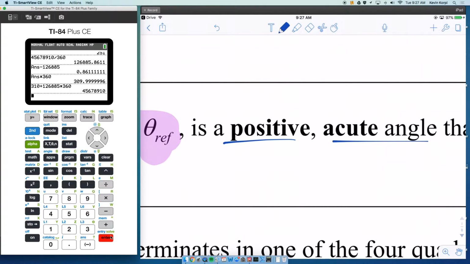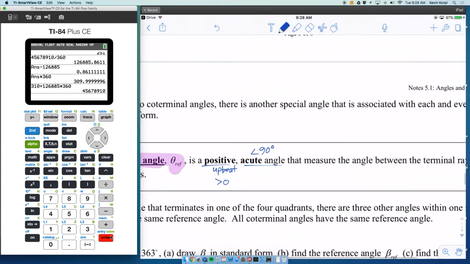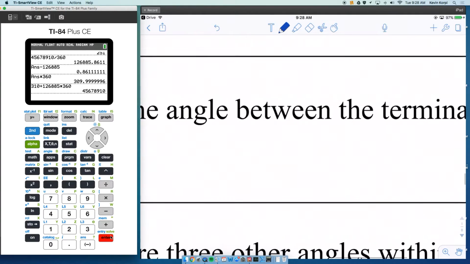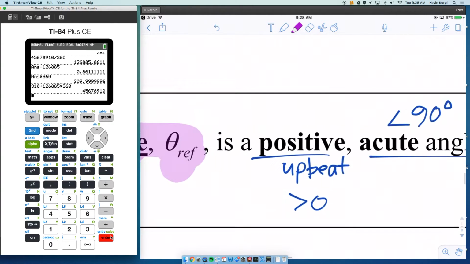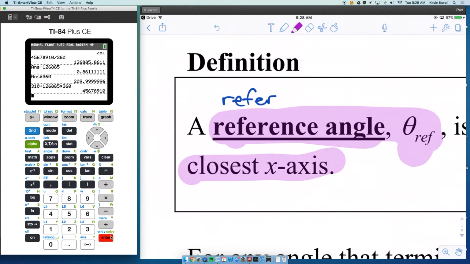Positive and acute. So acute means what? Smaller than 90 degrees. Okay? It has to be less than 90 degrees. And positive means it has to be upbeat and greater than 0. Okay? All angles greater than 0 are upbeat by nature. All right, so you can't have a reference angle that's negative, can you? Good. That measures the angle betwixt or between the terminal ray and the closest x-axis. What does that mean?